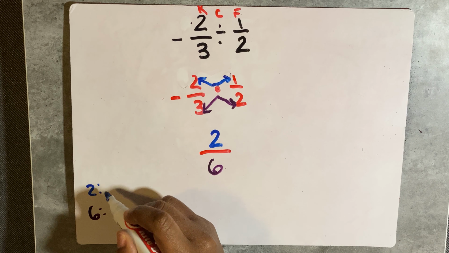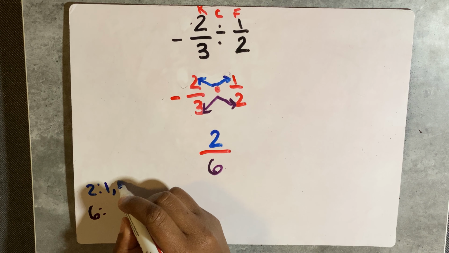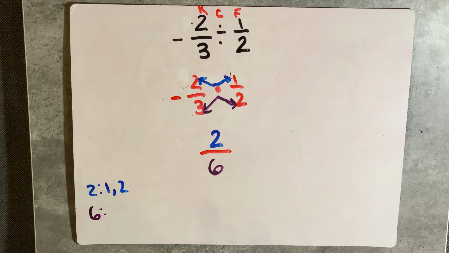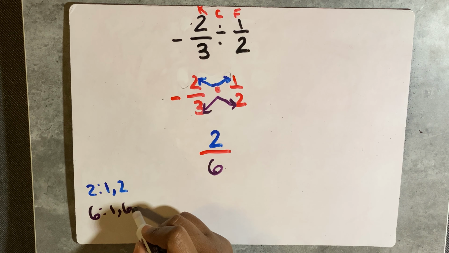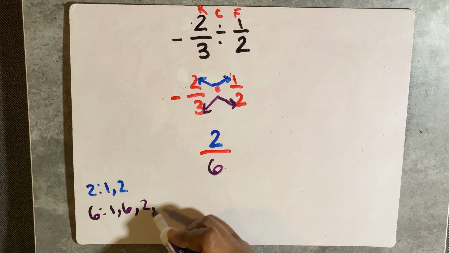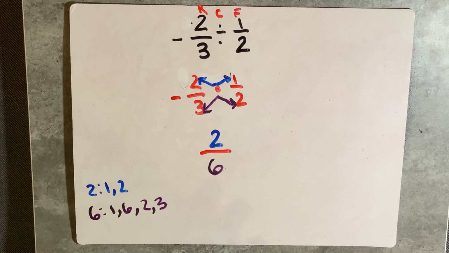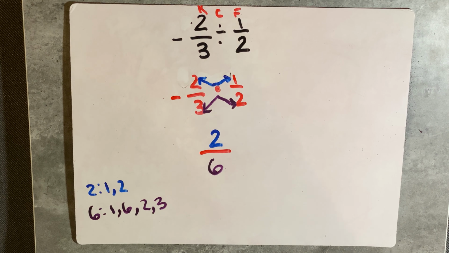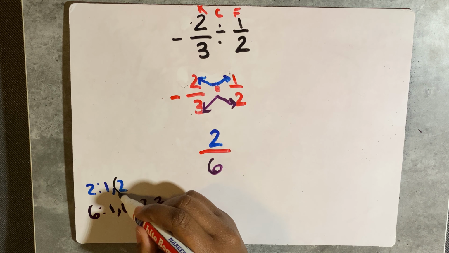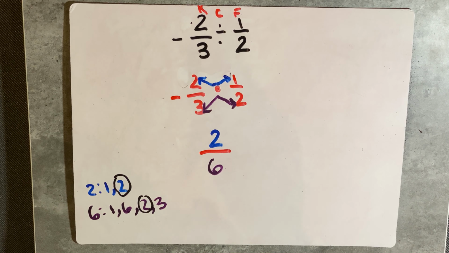Starting with 2. Well, 2 is easy because only 1 times 2 will ever give you 2. What about 6? 1 times 6 will give me 6, and 2 times 3 will give me 6. Nothing else will give me 6 because I'm already up at the top. So what number do they have in common? They have a 2 in common.